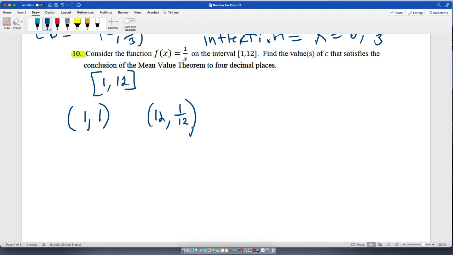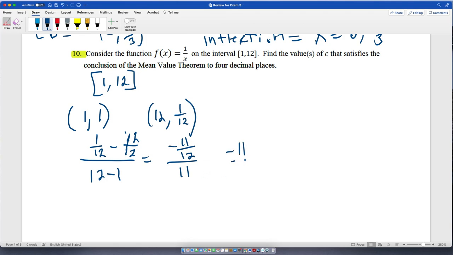Those are two endpoints, and what we need to do is find the slope between those two points. I'll start with 1 over 12 minus 1, those are the y values, over 12 minus 1, the x values. If you have 1/12 minus 1, think of 1 as 12 over 12, so they have a common denominator. That gives you negative 11/12 over 11. It's kind of a cool thing. Then when you divide by the bottom, it's negative 11/12 times 1 over 11, inverting the bottom. The 11s cancel out, and the slope is negative 1/12.